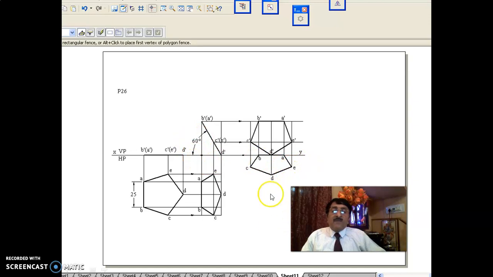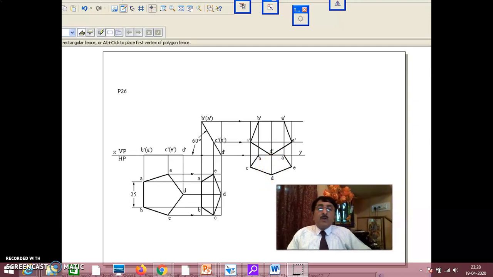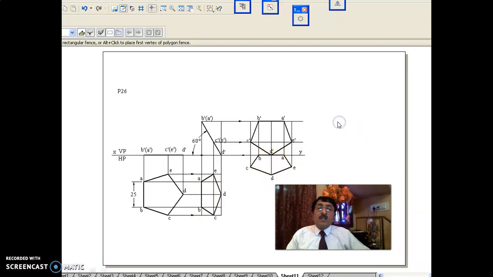When you are looking from the front, how the front view appears, I have written here. The top view has already been done. In that way, a complex problem has been made simple. That means a pentagonal lamina of size 25, corner on HP, surface inclined at 60 degrees to HP, and edge opposite to the corner on HP lying on VP. For this position, you have to draw projections, and you have drawn it.